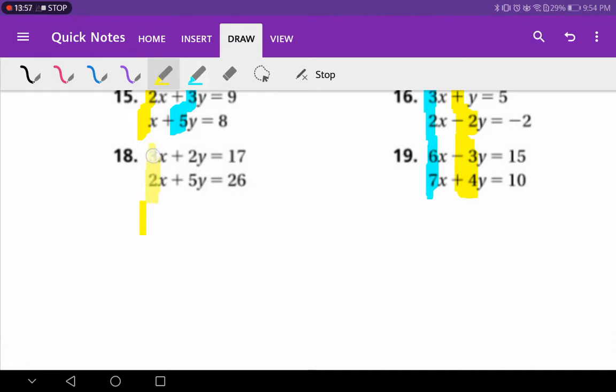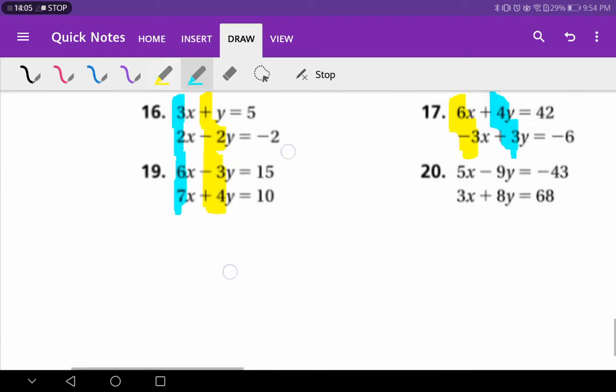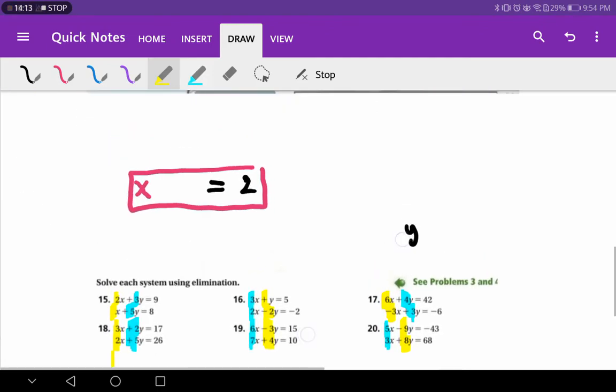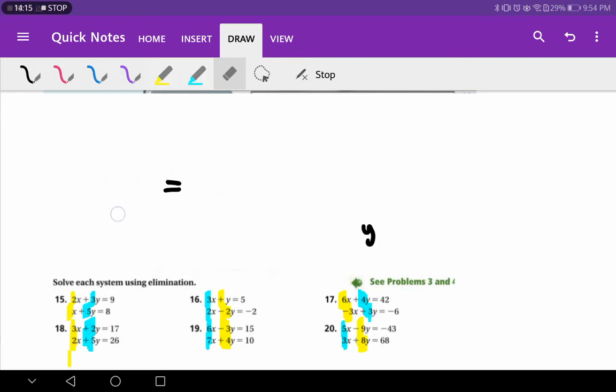Here 3 in the first equation and 2 in the second equation, so I cannot add. Here they are different also. So a lot of equations are different, and you need to learn something more to solve equations like this. Yes, my dear student. Okay, agree with me.